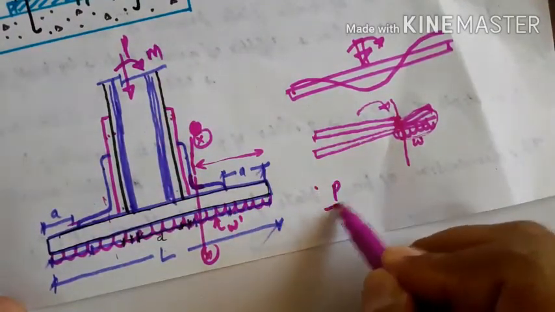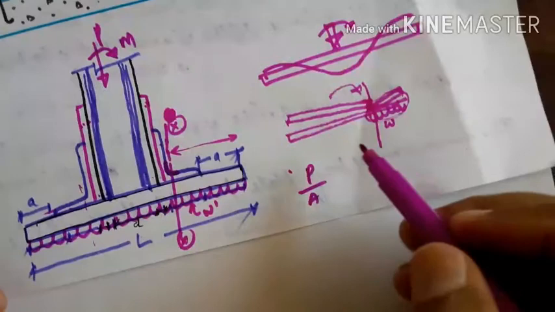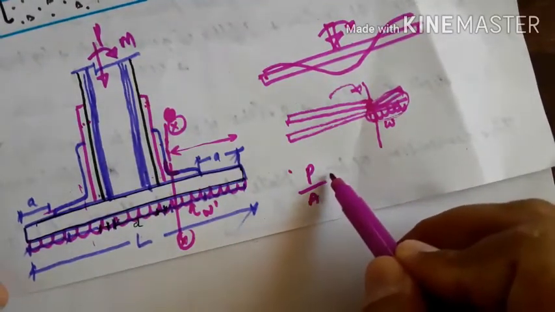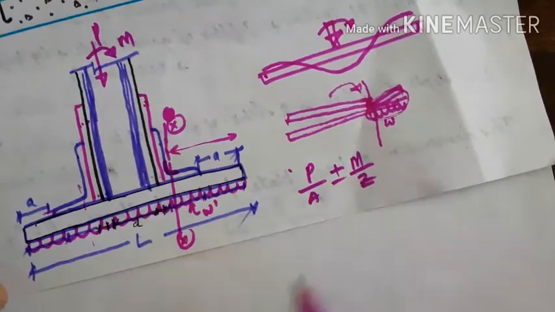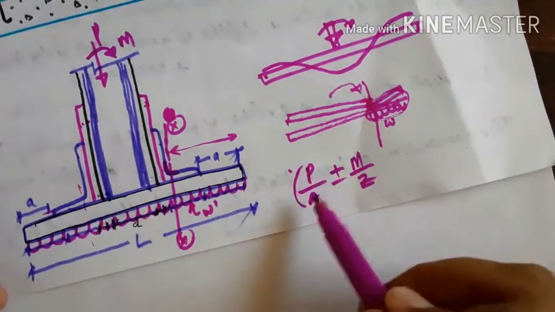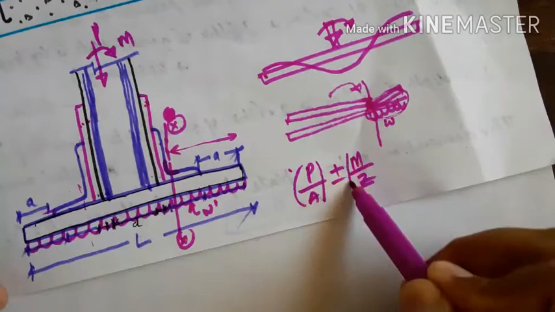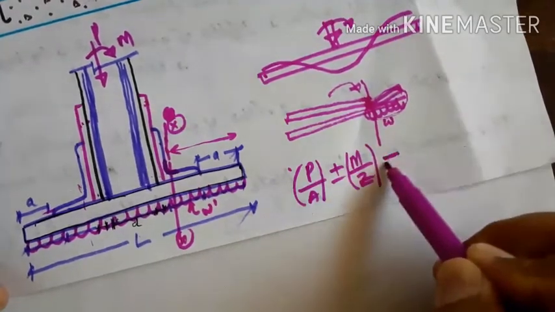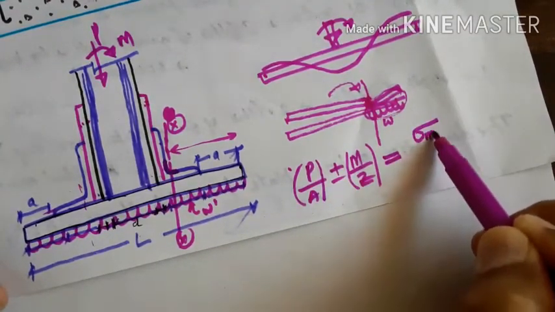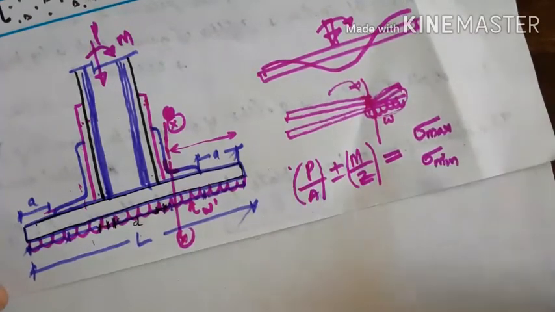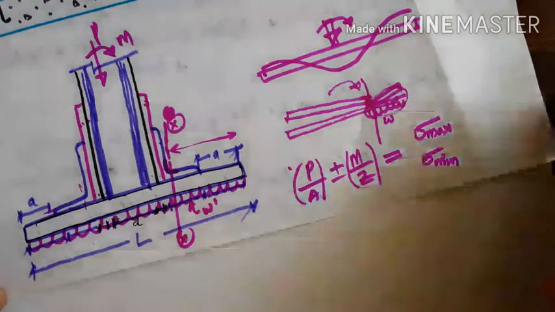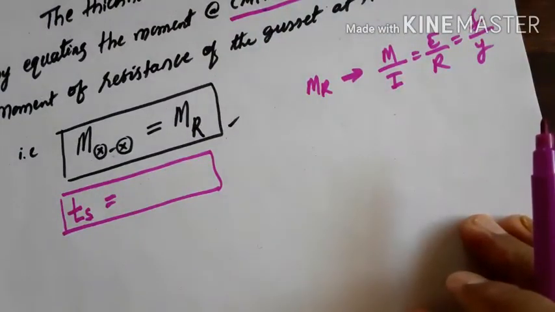We know this formula from RCC. I think you have studied P by A plus or minus M by Z, where P by A is the direct stress and M by Z is the bending stress. From this we get two types of stress: one is a maximum stress and one is a minimum stress.